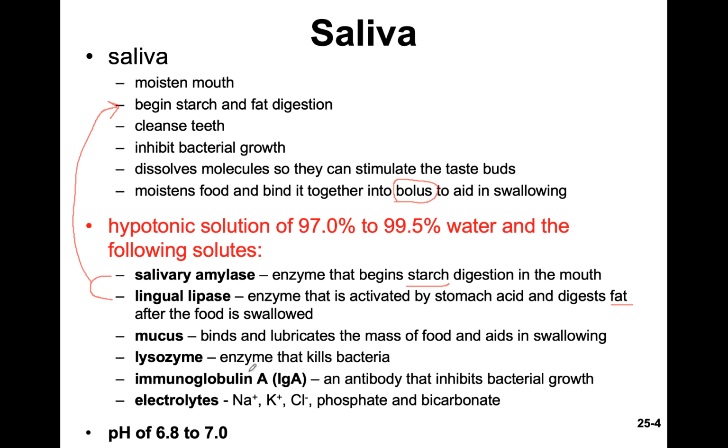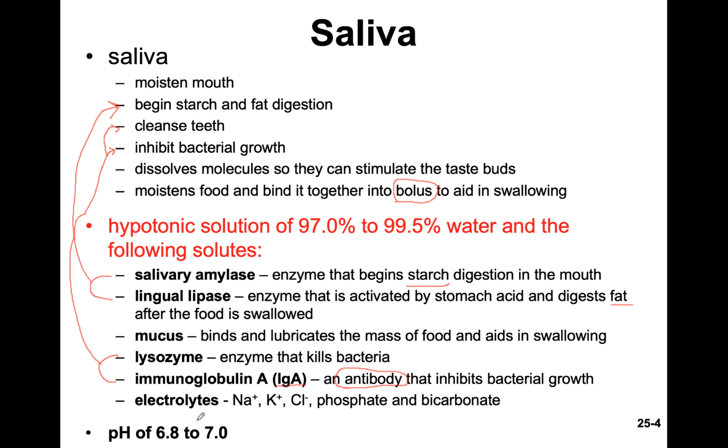The next one here is called an immunoglobulin A, IgA. There's a whole class of immunoglobulins, IgA, IgE, IgI. These guys are just antibodies, and antibodies are part of your immune system. These guys also participate in inhibiting bacterial growth and cleansing your teeth. So we're going to put an arrow to this one and to this one.